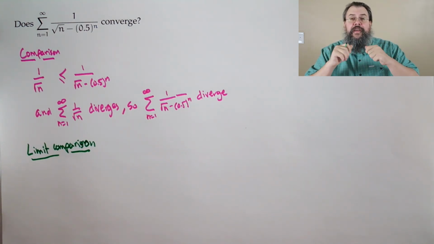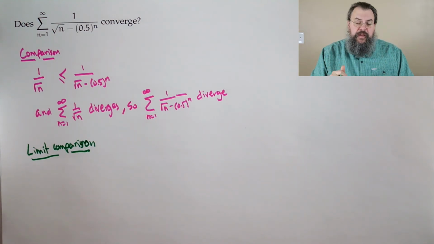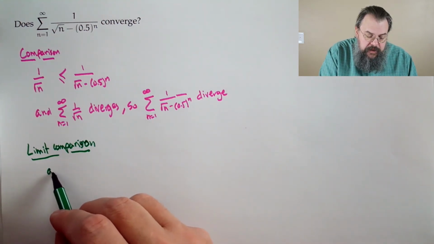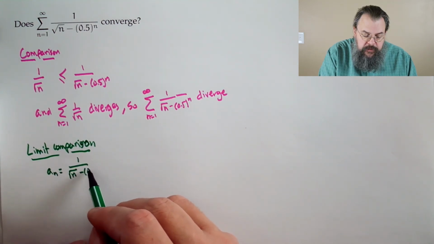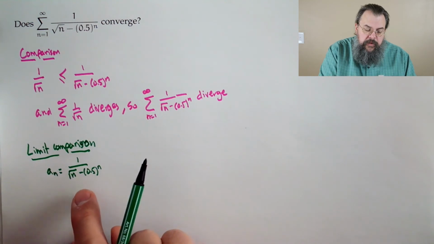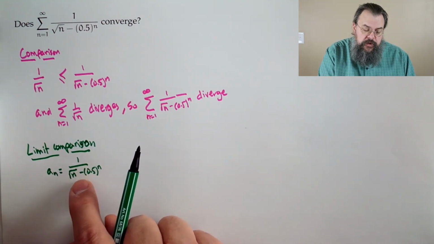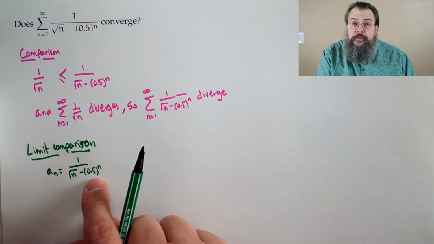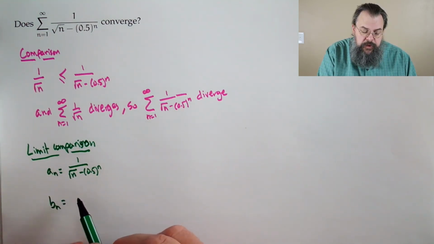So whenever I see something being added and subtracted, it's like, okay, we're going to throw out the smaller piece. So in our case, we look at a sub n, which is 1 over root n minus 0.5 to the n. Here I see an addition or subtraction. Which one is smaller? Well, the root n gets big, 0.5 to the n gets small, so that 0.5 to the n is the part which we throw out, because we keep only the biggest pieces. So we let b sub n equal 1 over root n.